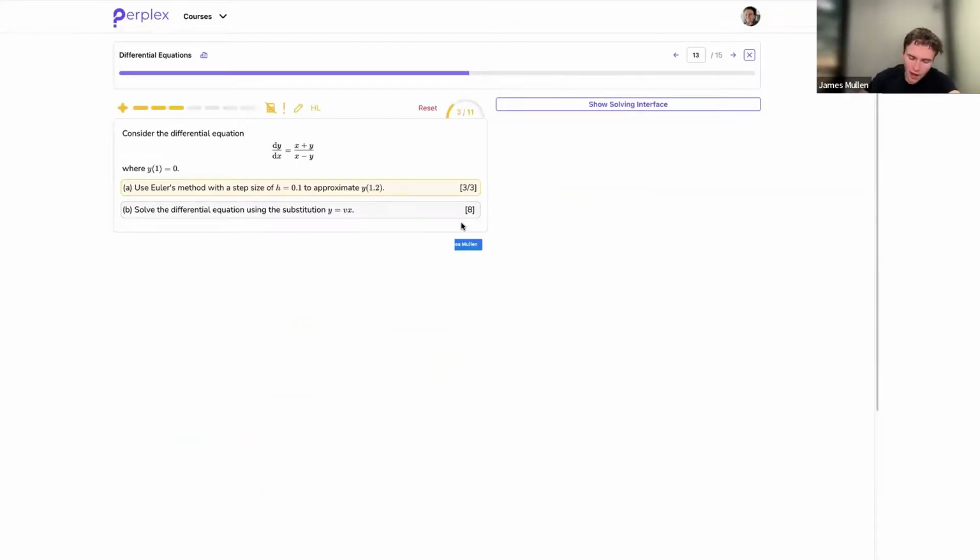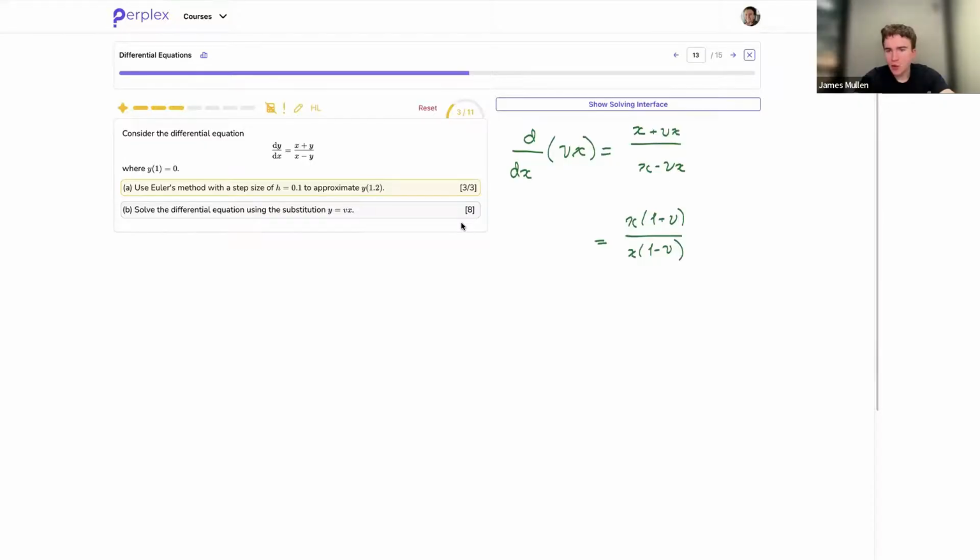Now in part B, I'm trying to solve the differential equation using the substitution y is equal to vx, which means that dy by dx, I replace this y with vx, is going to be equal to x plus vx over x minus vx. Now, what I notice here on the right-hand side is that I have x times 1 plus v over x times 1 minus v, and I'd like to cancel the x. X is not going to be equal to 0, so I can cancel them and say 1 plus v over 1 minus v. Just put a note that x is not equal to 0.